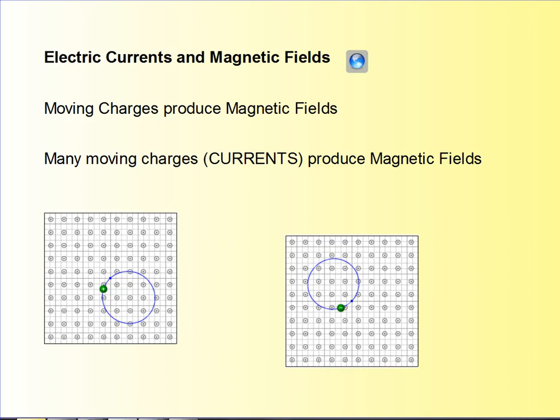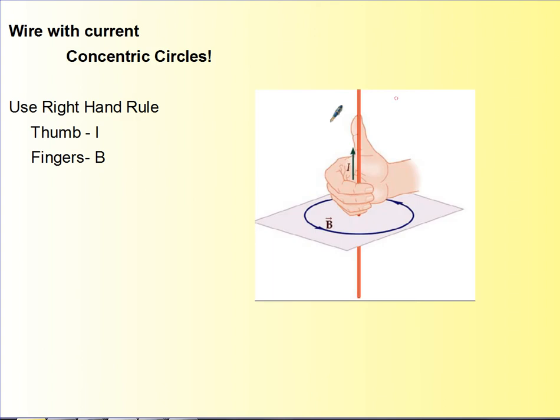Now, electric currents and magnetic fields. Whenever you have moving charges, you produce magnetic fields. And the converse of that is true. Moving charges produce magnetic fields. So let's look at a wire traveling out of a piece of paper. Take your thumb and put it in the direction of the current. Your thumb is always going to go along the wire, and then grab the wire with your hand. The magnetic field is going to make circles around the wire.